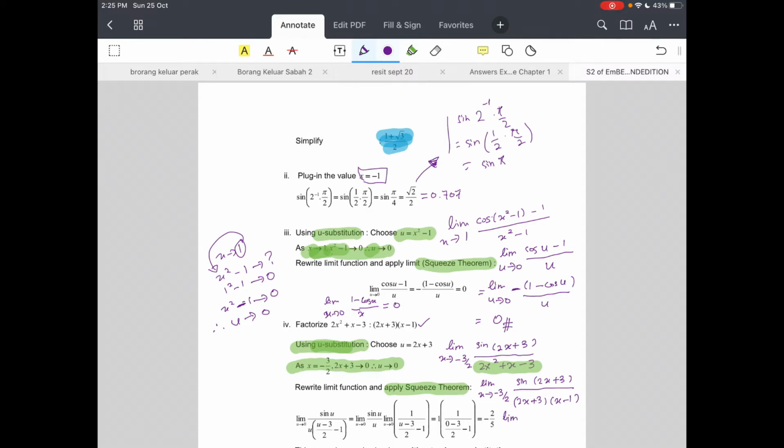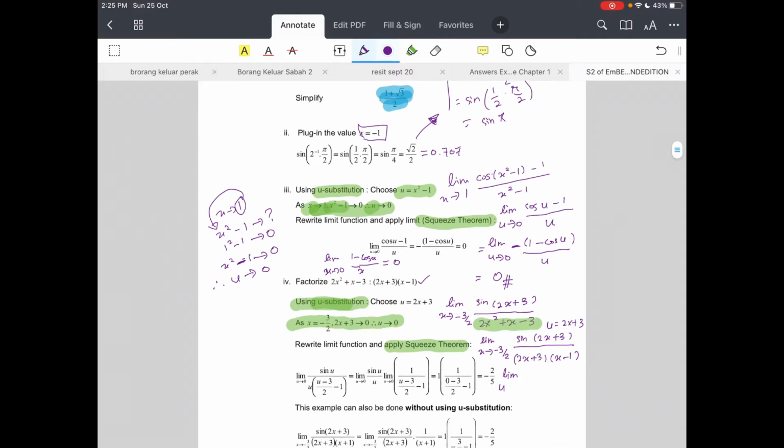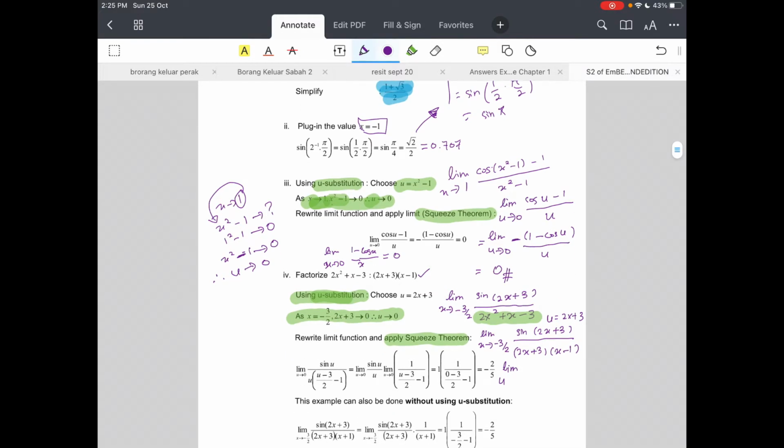So we know that we want to substitute u equals 2x plus 3, am I right? Again, you need to define the u here. So we are no longer using x. So u here you need to define as this one. This is a crucial step. So as x equals minus 3 over 2, we have 2x plus 3. It's similar to what we did here.